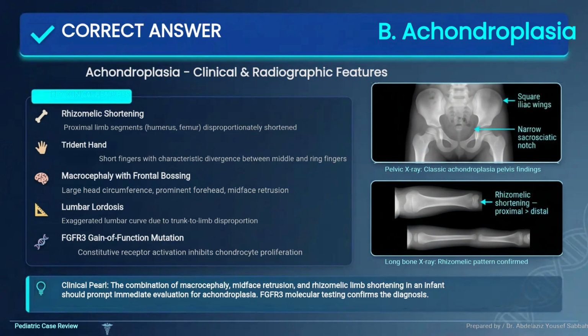This infant presents with the classic triad of achondroplasia: rhizomelic limb shortening, meaning the proximal segments are disproportionately shortened, macrocephaly with frontal bossing and mid-face retrusion, and the trident hand configuration. The pelvic radiograph confirms square iliac wings and a narrow sacroiliac notch, which are pathognomonic pelvic findings. Achondroplasia is caused by a gain-of-function mutation in the fibroblast growth factor receptor 3 gene, most commonly the c.1138G>A variant, resulting in constitutive receptor activation and impaired chondrocyte proliferation at the growth plate. Molecular testing of the fibroblast growth factor receptor 3 gene confirms the diagnosis.